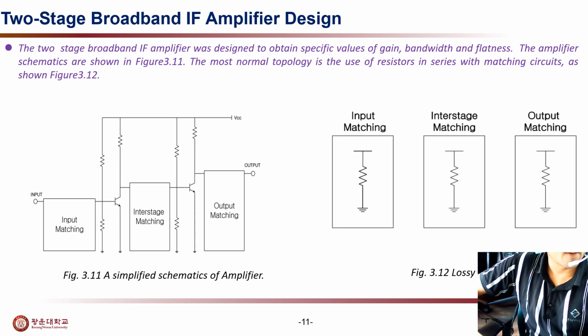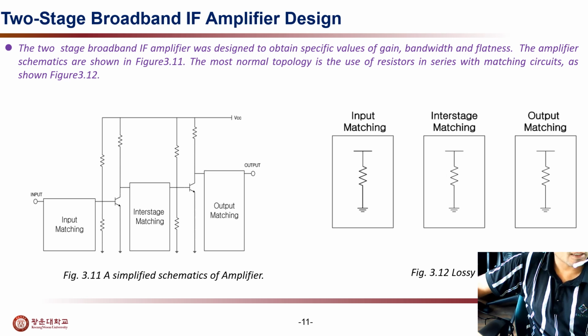Two-stage broadband IF amplifier design is another important factor for semiconductors and also for the transistor field. The two-stage broadband IF amplifier was designed to obtain specific values of gain, bandwidth, and flatness. The amplifier schematics are shown in figure 3.11. The most normal topology is the use of resistors in series with the matching circuit as in figure 3.12. Figure 3.11 is the simplified schematic of the amplifier.